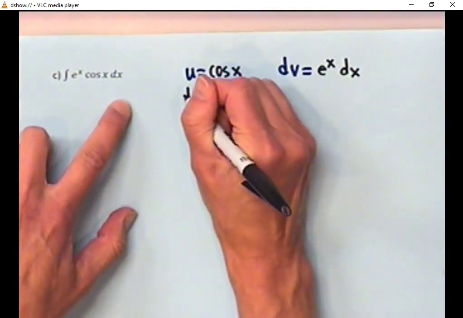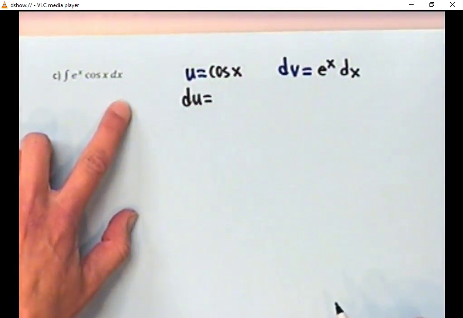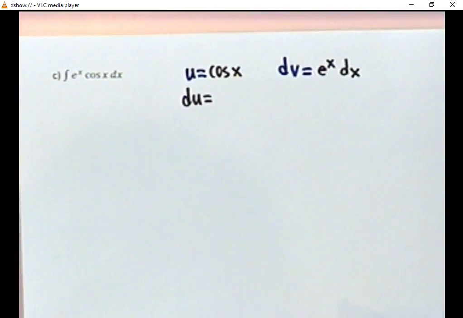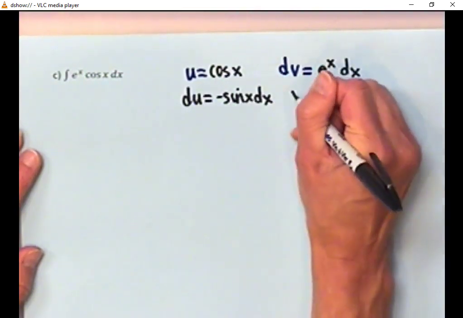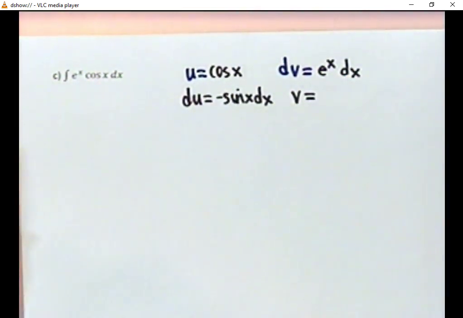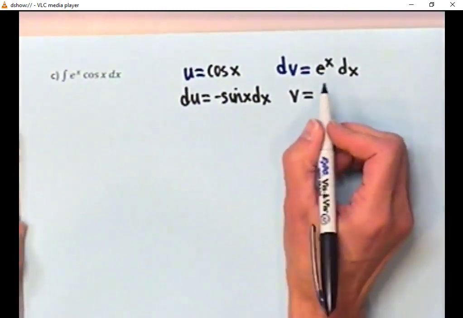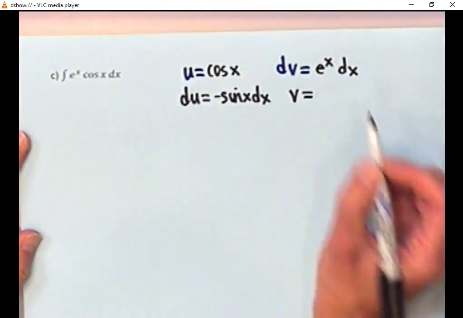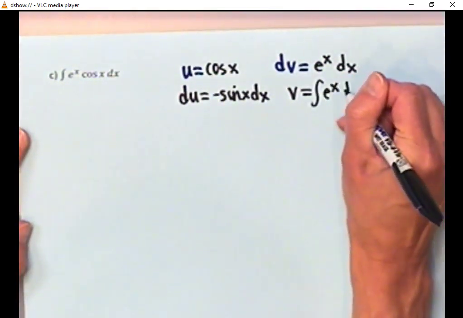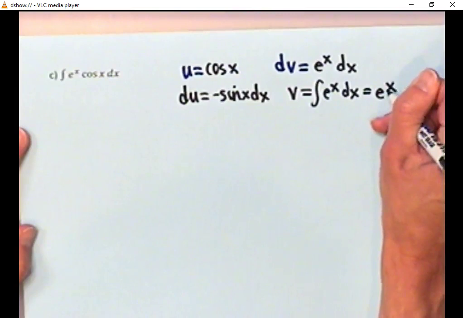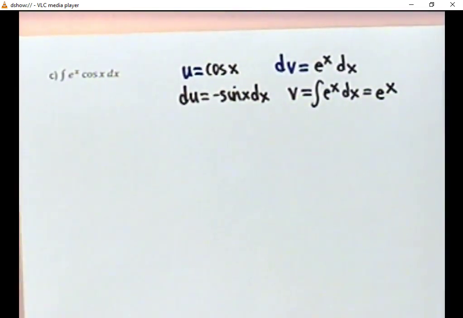Okay. All right. So du. Riley, what's going to be our du then, if that's cosine? Yep, negative sine of x with the dx. V, what will that be? Let's see, Jeff, what's our integral of e to the x? What's v going to be? So if this is e to the x, what would you get when you integrated it? Yes. Easy, right? That one's just e to the x. Yep.